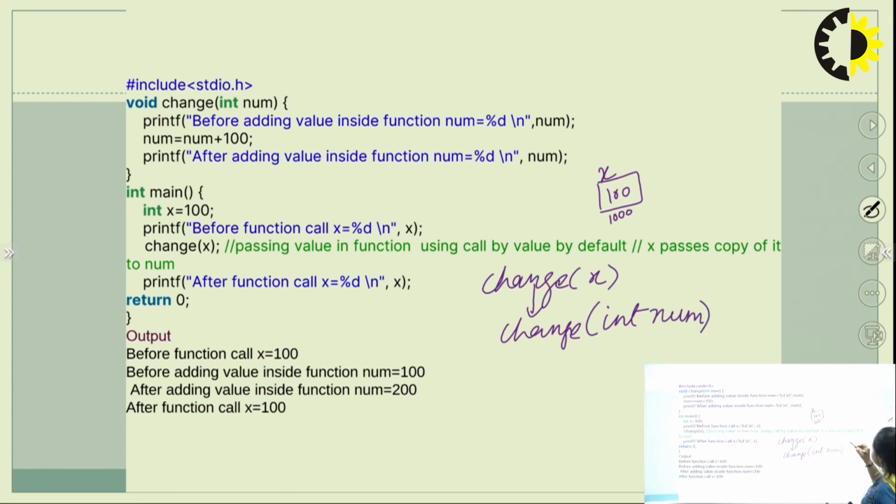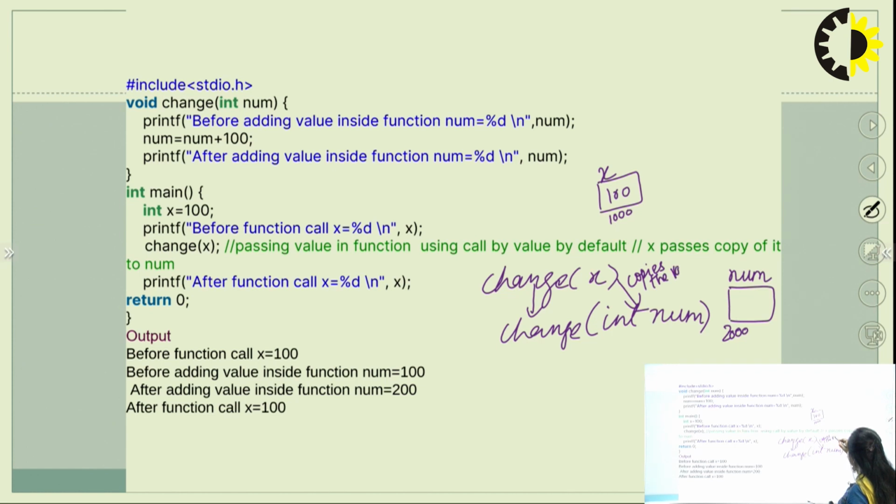So int num is also created. Fine, because it is the argument of this function. We have declared it. It will be created at some random location, let's say 2000. Fine. Now change is mapped to change, and then what happens is the x actual parameter that you are passing here to the formal parameter num, during this process it copies the value.